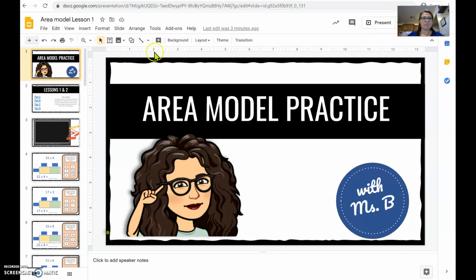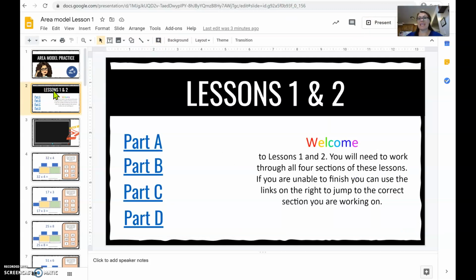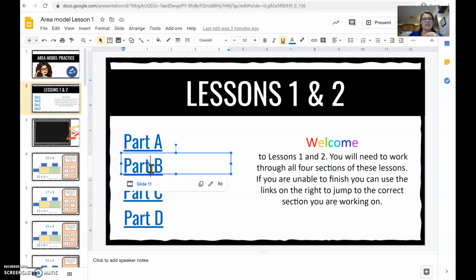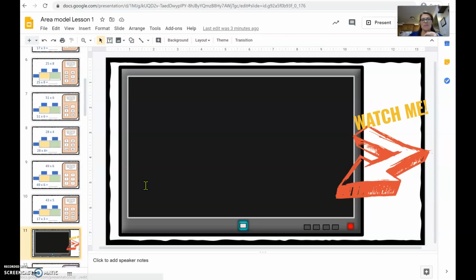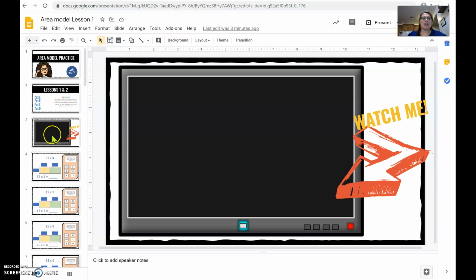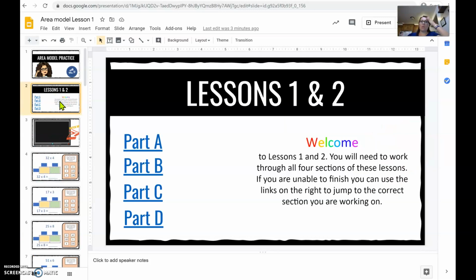in this lesson. As you go on to the next part, it shows you that yes, this is lesson 1 and 2, but I've chosen to break them up into parts A, B, C, and D. So let's say you're working and you get stopped. So you know you're on part B. Instead of having to scroll through and find it, you can click on part B and click this link down here, and it will take you to the next section. Each one of these TV screens will have a video. So as you click on them, watch the video, then do the section that follows.